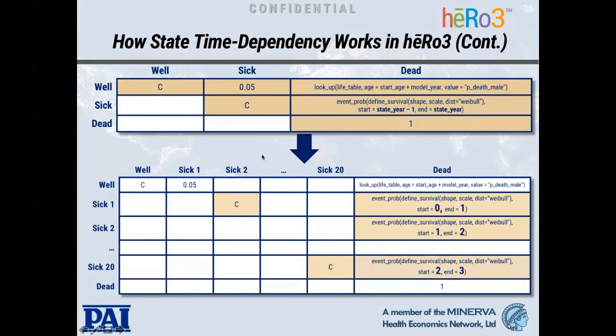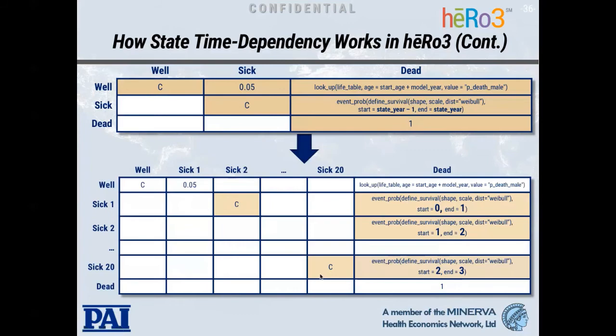Additionally, the probability of staying in the sick state, of going from sick to sick, this formula here automatically gets put on the slightly off-diagonal part. You can't go from sick 1 to stay in sick 1. Instead, if you stay in the sick state, you go from sick 1 to sick 2, or sick 2 to sick 3, and so on.